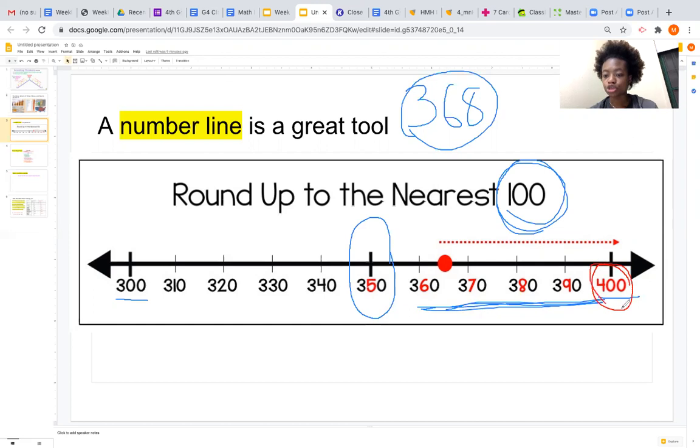It is much closer to 400 than it is to 300, okay? So 368 to the nearest 100 is the number 400. And notice the 2 zeros at the end when we're rounding to the nearest 100, but we'll talk about that in a little bit.